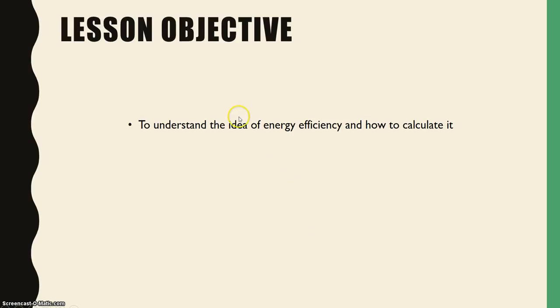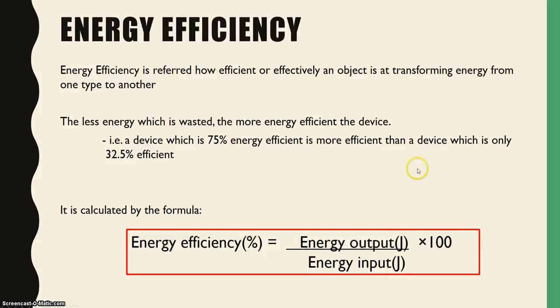In today's lesson, we're going to talk about what energy efficiency is, with the lesson objective being to understand the idea of energy efficiency and how to calculate it. So energy efficiency refers to how efficient or how effective an object is at transforming, so changing, energy from one type to another. The less energy which is wasted, the more energy efficient that device or object is.